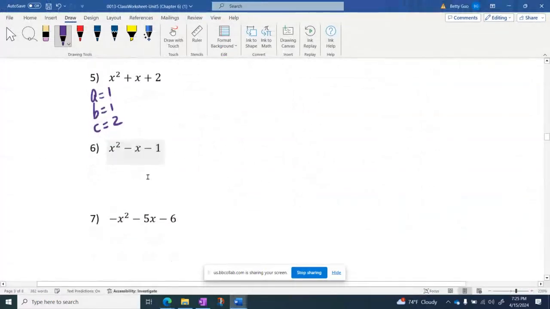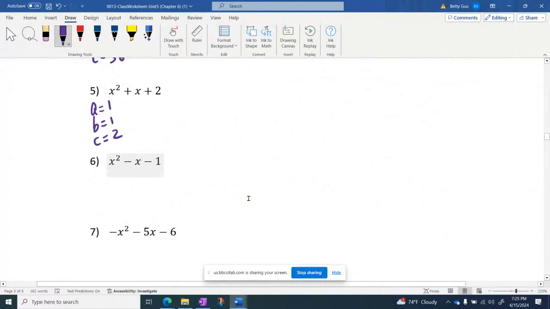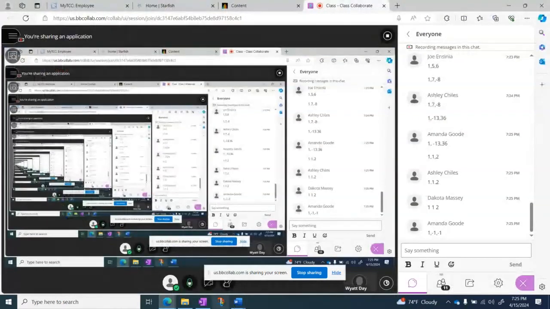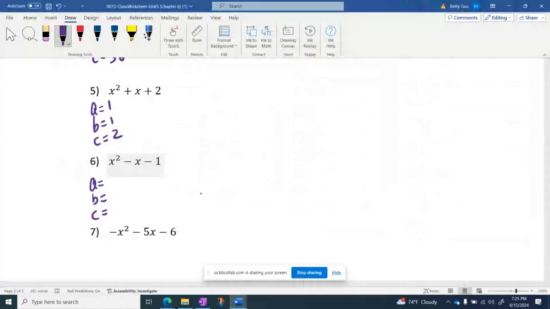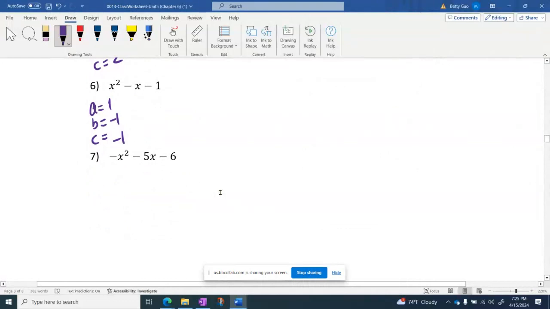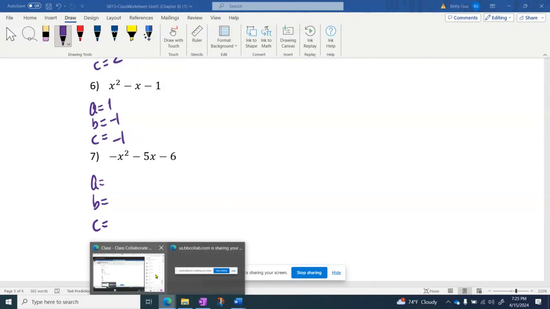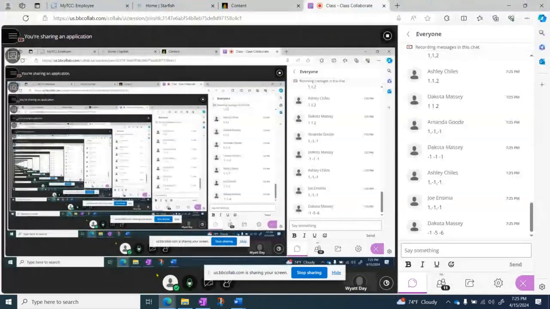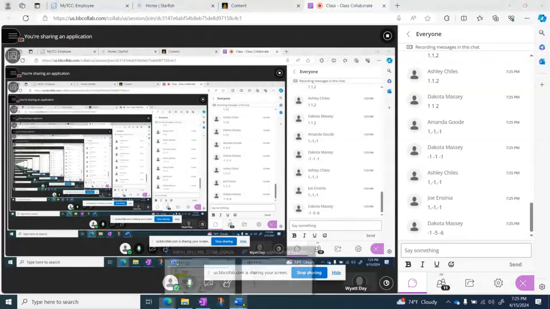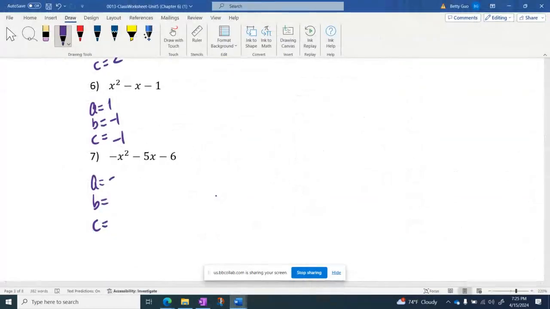Number 6, determine if that is a quadratic trinomial. If it is, what is A, what is B, what is C? Perfect. Number 7. Identify if number 7 is a quadratic trinomial. If yes, what is A, what is B, what is C? Be careful with the sign, okay? That's correct.